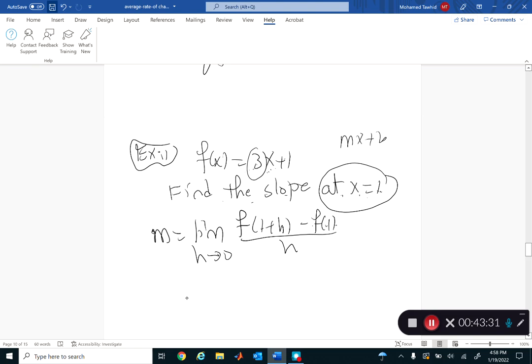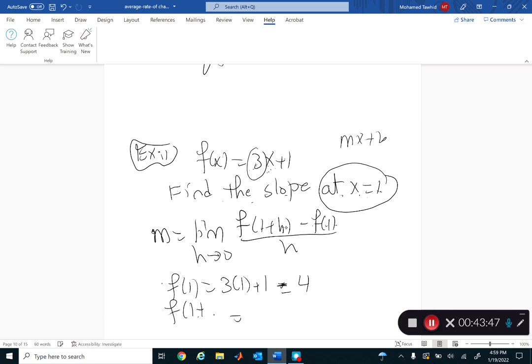What is your f of x here, guys? f of x equals 3x plus 1. Can you tell me what is your f of 1? Replace x by 1. So what do you have? 3 times 1 plus 1. I replace x by 1. What did you get? You get 4. What is your f of 1 plus h?